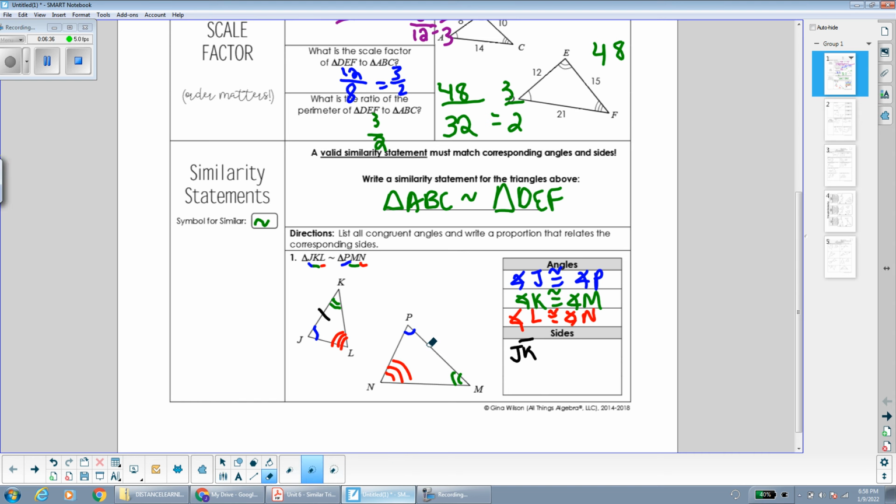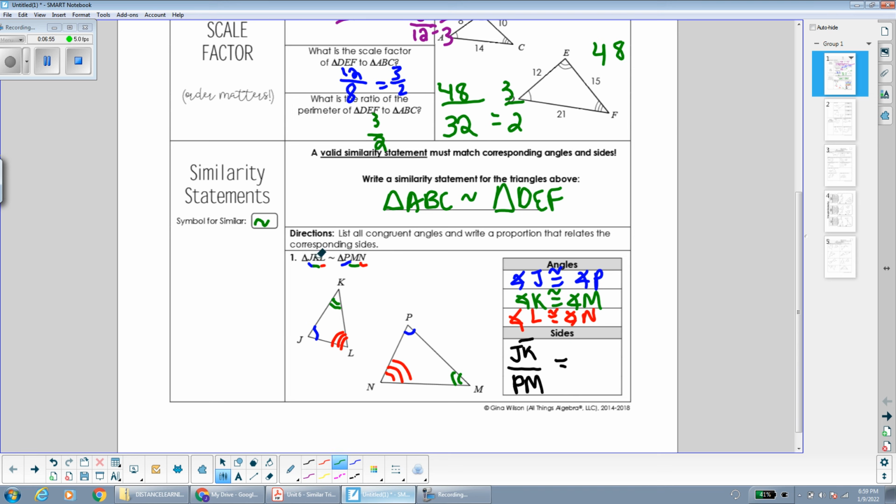So let me not confuse anybody. I'm not going to put that symbol because that means the congruent symbol, and they're not congruent, they're proportional. Instead, I will just put it as a ratio over here. JK is proportional to PM because they are corresponding sides of the similar triangles.